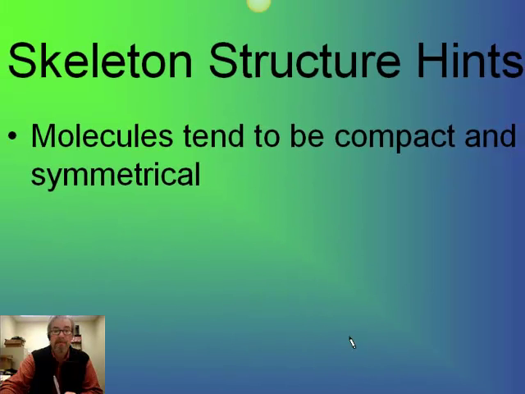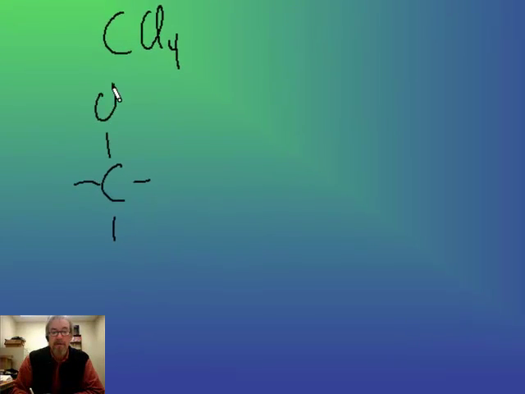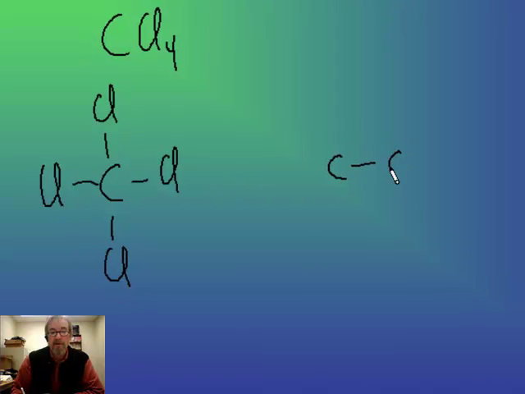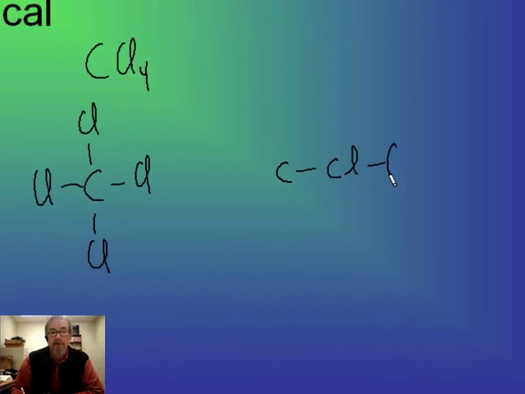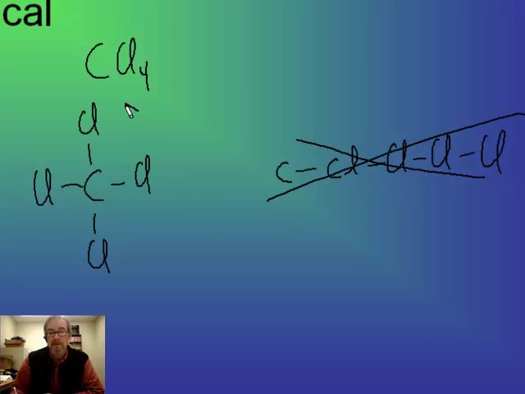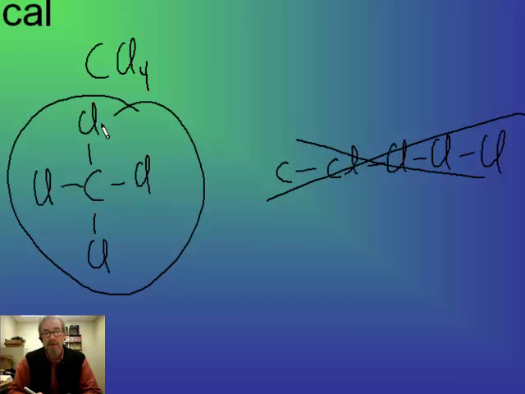And another hint is that molecules tend to be compact and symmetrical rather than long and stringy. So for example, if I had CCl4, this skeleton with the C in the middle and the 4 Cl's arranged around it is a better structure than carbon in the middle and then a Cl and then a Cl and then a Cl and then a Cl. Those long stringy things tend not to occur, and more compact and symmetrical things tend to occur more.